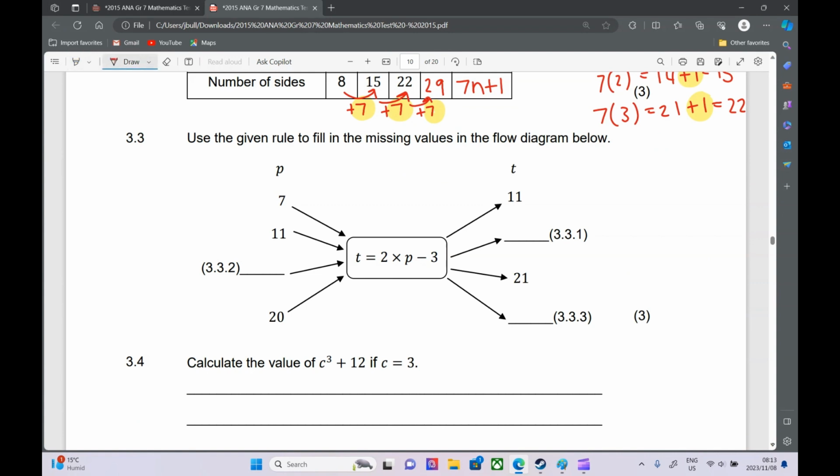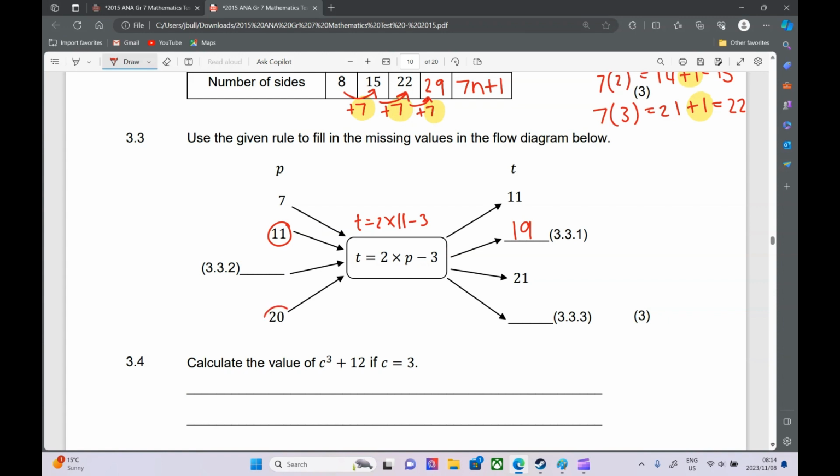If we put in 11, okay, this is our P value. So we are going to go T is equal to 2 times 11 minus 3. So wherever there's the P, you put the number in from the side. So 2 times 11 is 22. And then 22 take away 3 is going to be 19. On this side, they actually want us to work backwards, so we'll come back to that one.